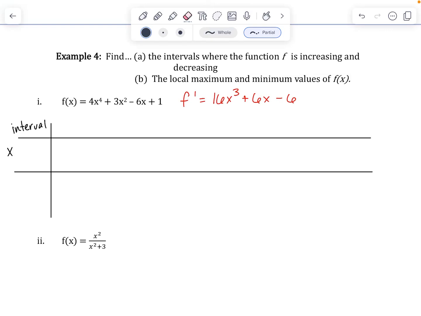All right, here's example 4. We're trying to find the intervals where the function is increasing and decreasing, finding our local maximums and minimums, finding out if they are local maximums or local minimums. So let's take a look at our intervals. We got our f, we got our f prime. I'm going to encourage you to find what are our critical values where that equals 0.